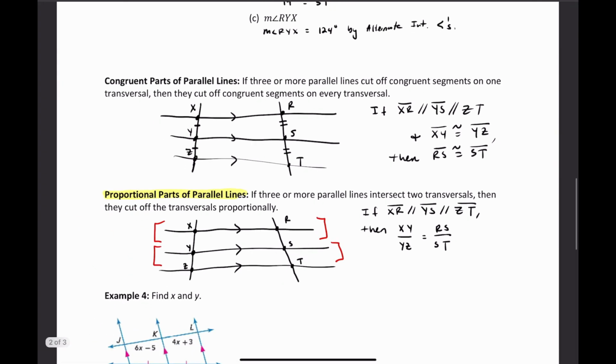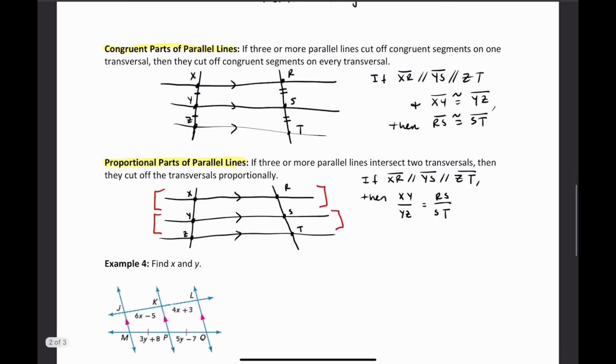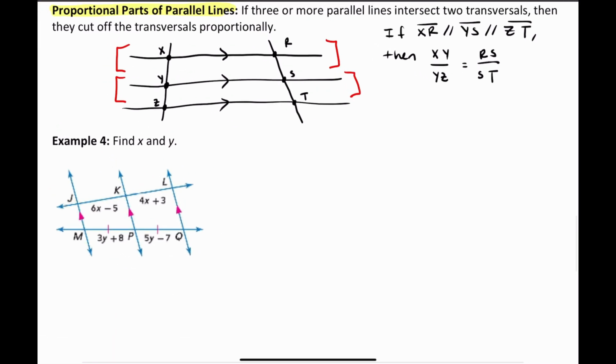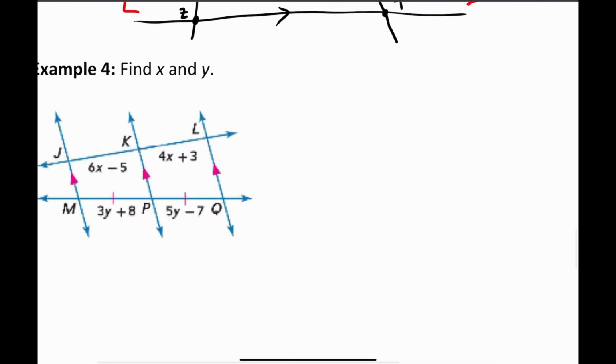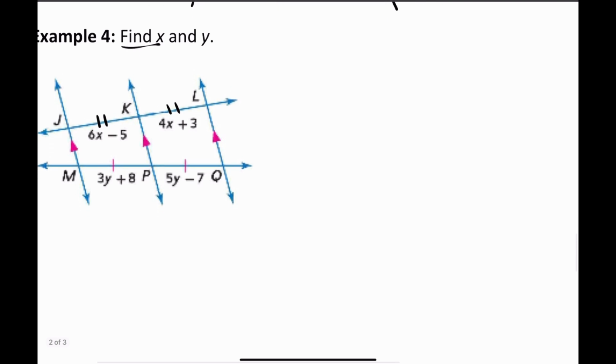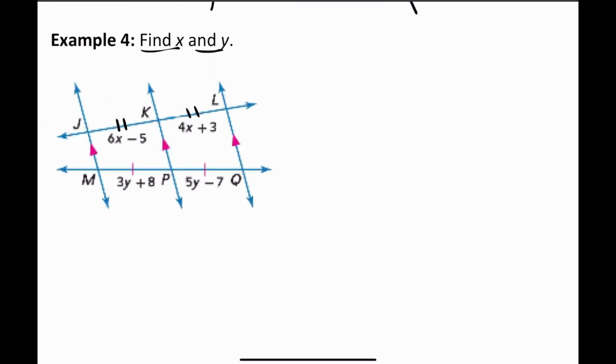Now we've already talked about congruent parts of parallel lines and proportional parts of parallel lines. Let's take a look at this example here. Example number 4, find x and y. We have these 3 parallel lines, and we see those 2 tick marks there. Using the congruent parts of parallel lines theorem, these segments here are congruent. So let's find x and y. I'm going to start off with finding y.